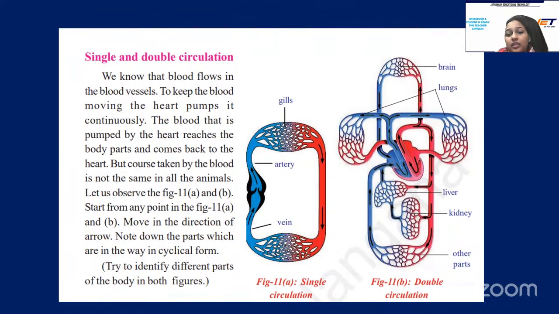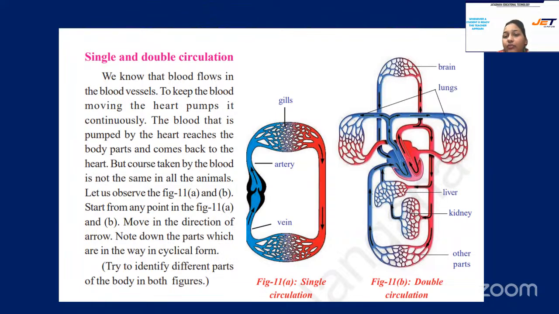So in single circulation, what happens? From any point you can start. See, there is an artery, there is a vein. This is the gill, suppose this is of a fish. In the fishes, what happens? In the gills, there is a diffusion of oxygen and the blood gets oxygenated. It will flow from here, and from here again there is a diffusion. A capillary network is there, diffusion takes place, and the deoxygenated blood will come into the vein and it will again transfer. This is a single circulation.